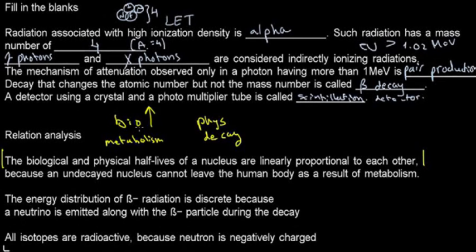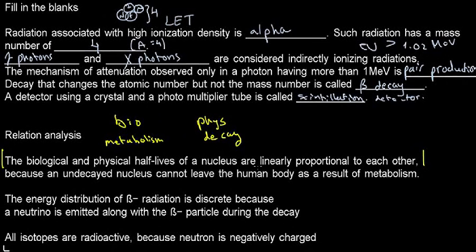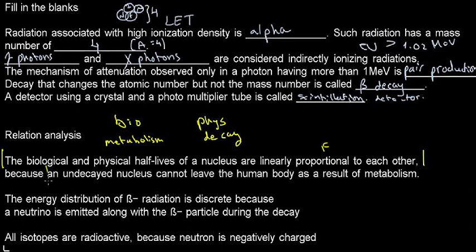If the biological system works faster with its metabolism, it doesn't even mean anything about the isotope decaying faster. So really, they're two different ideas, and they're not really linearly proportional to each other. That would be incorrect. Very good.